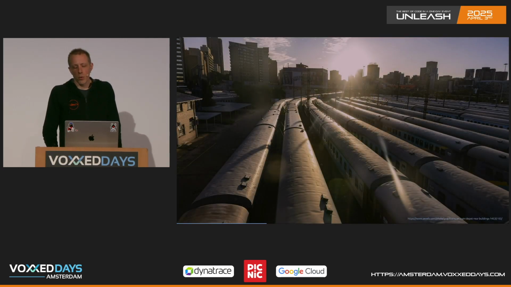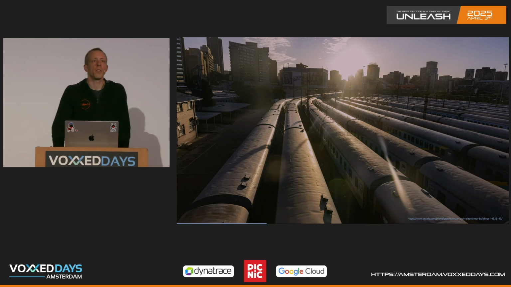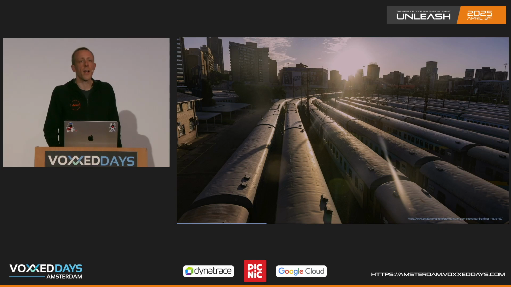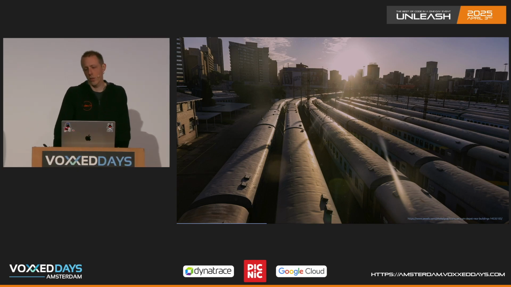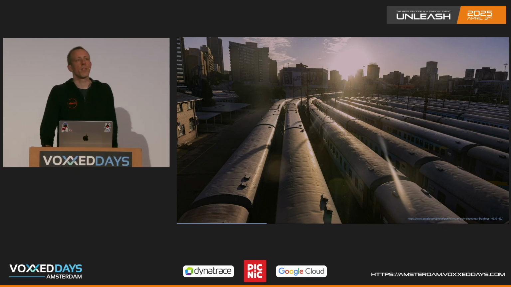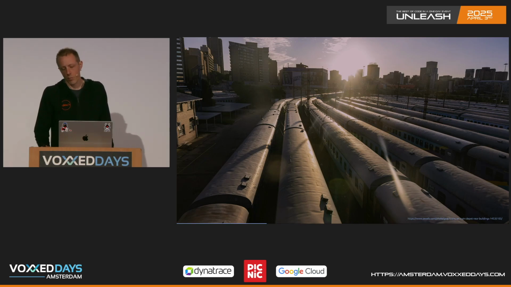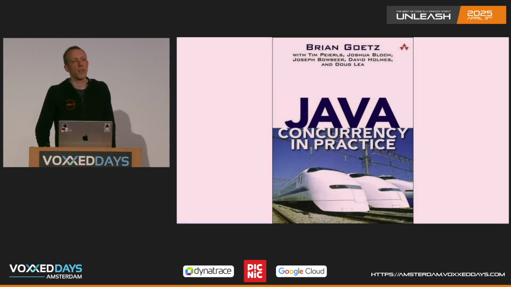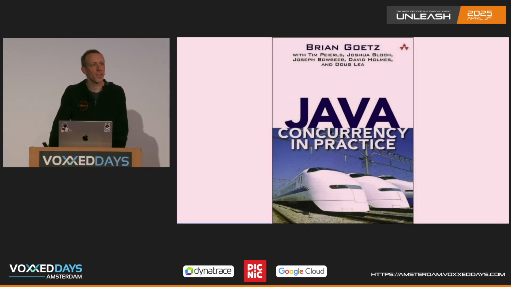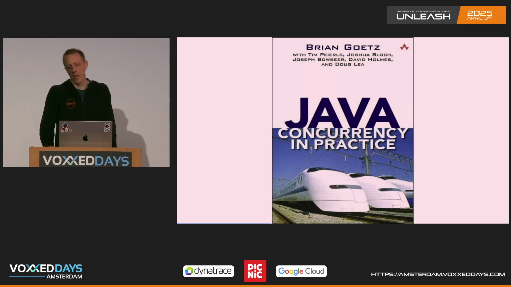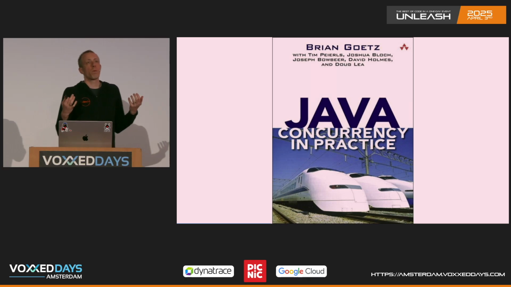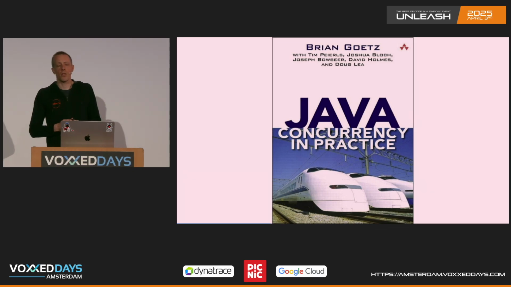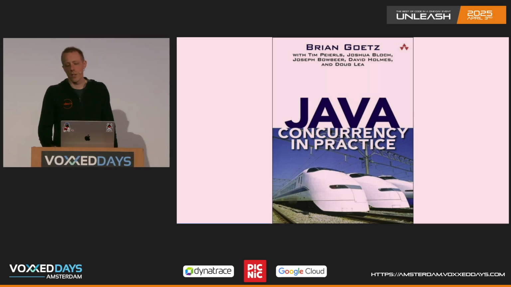Again, pictures say more than words. So if you think of platform threads, think of passenger trains. They can carry a lot of cargo or passengers, but they are expensive to make, to fabricate, and they are slow to start and slow to stop. I'm not the first one who came up with that analogy, by the way. If you really like the subject, read this book. It's a classic.